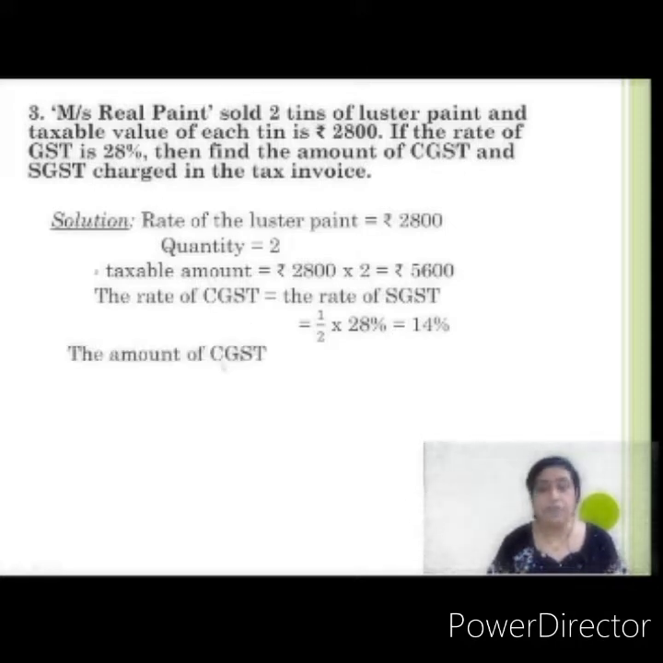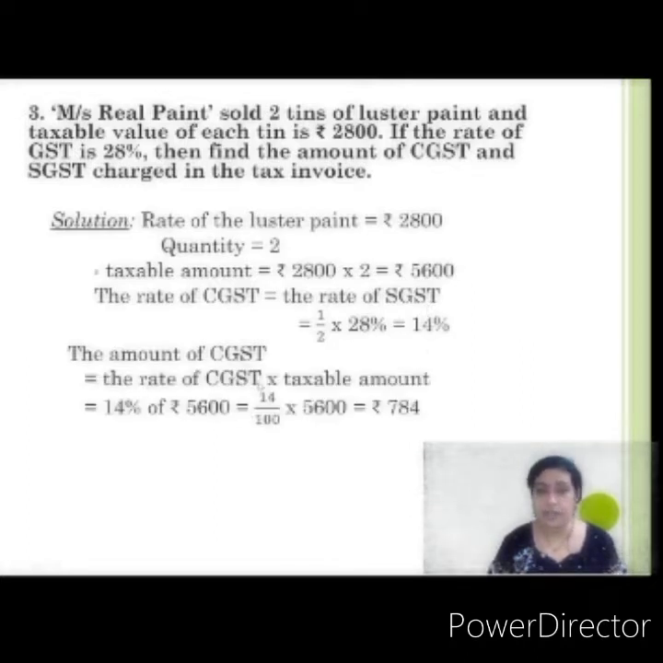Understand this, okay. Now the amount of CGST will be what then? Now 14% of what? 14% of total taxable amount, that is the rate of CGST into taxable amount, that is 14% of 5600. So it is calculated and it comes rupees 784, right.